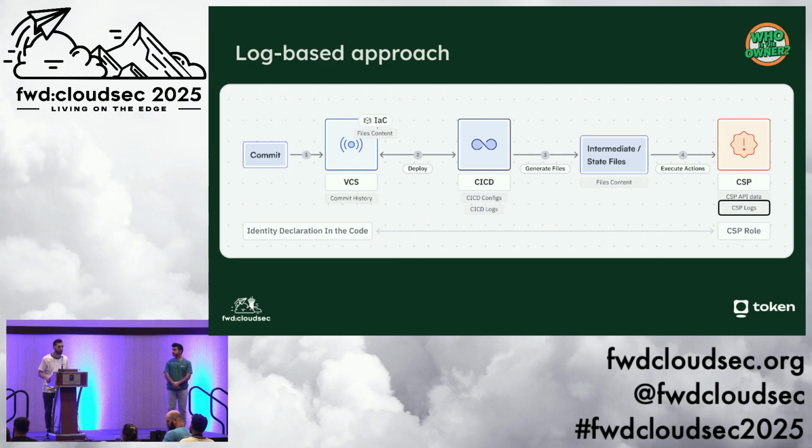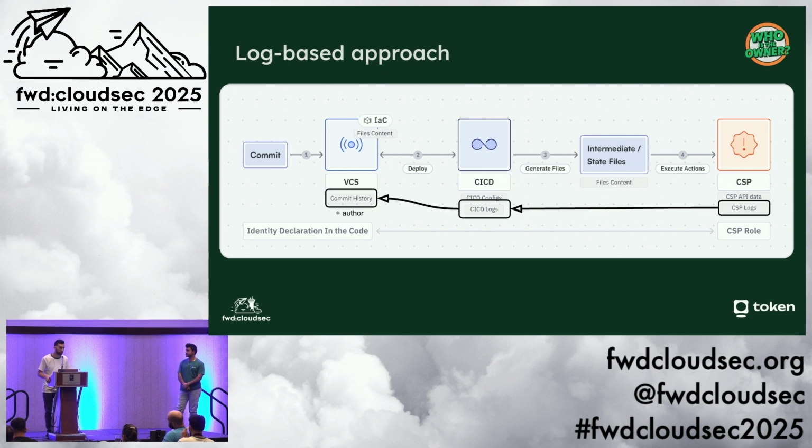So what we would do in this method is we would take a management event that we see in the cloud, for example, a role being created, and then we would go back and find the specific pipeline run that caused that event to happen, and we would see what commit would trigger that specific pipeline. And we can find directly the author of that commit.